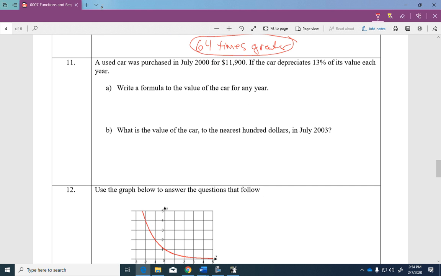Number 11, a used car was purchased in July of 2000 for this much money. Oh, this is the starting amount.